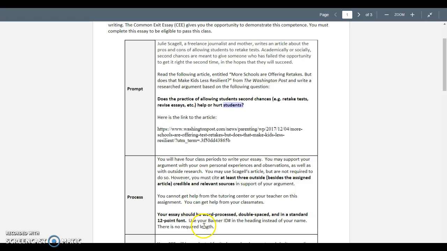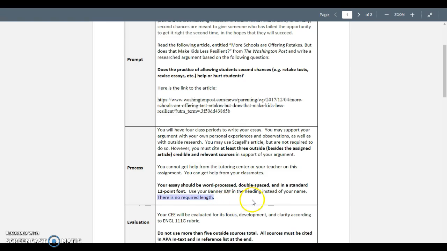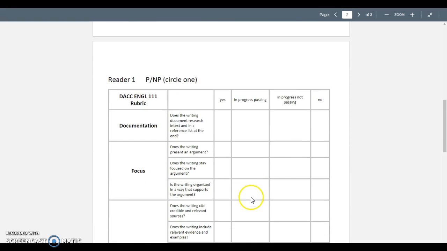Now, one of the things that you also want to remember is that there is no required length for this essay. That means that you can make this essay 1 paragraph, 2 paragraphs, 3 pages, but keep in mind that length is not so much important. What's important is the rubric. And right here, we go ahead and provide the rubric.